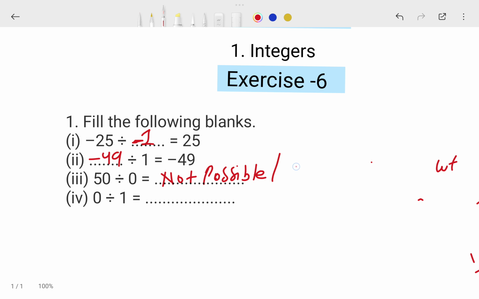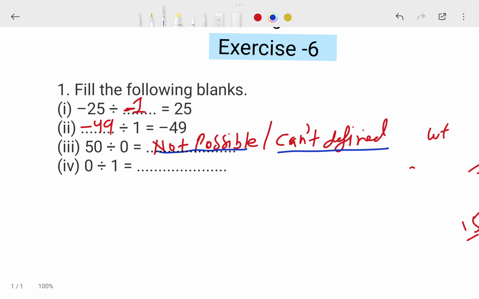You can write not possible or cannot be defined also. You can write anyone. You can write not possible also and cannot be defined. Okay? I already told you. But here you can see this is one twist. By 1 you can divide 0. The answer will be 0 only.